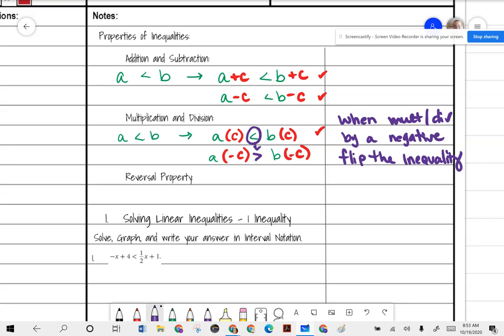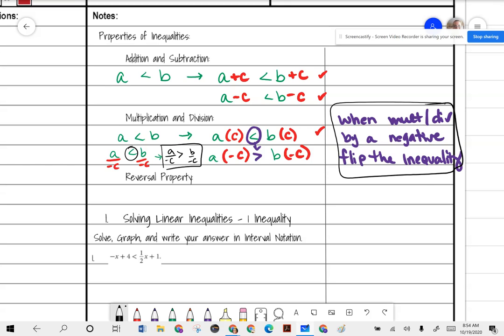If we were to take a look at another example of A is less than B, if I were to divide by a negative number, then that simply is just going to be whatever that comes out to be, B over negative C, and we must flip that inequality. So, very important that when you are multiplying or dividing by a negative, you reverse that inequality.